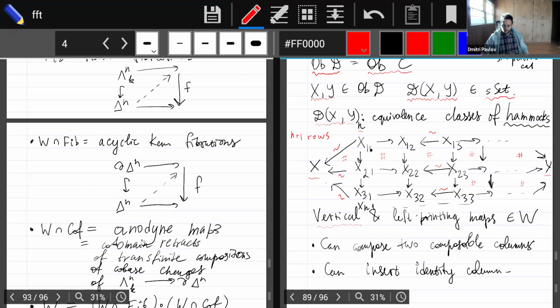And now you're also introducing an equivalence relation, which says that if you have two columns pointing in the same direction, so that's what I mean by composable. So imagine in this column arrows were pointing to the left, then we would allow composing such two columns into a single column. And likewise, we can also insert an identity column for free. So that's an equivalence relation. And now we get equivalence classes with respect to this equivalence relation. And that's what an n-simplex is.